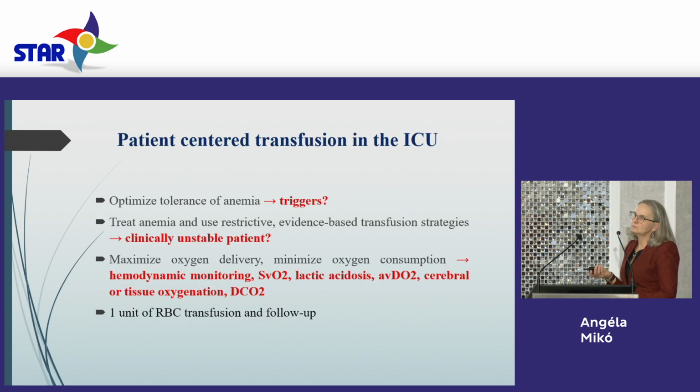So what can we do? We should individualize the transfusion threshold and use a patient-centered transfusion strategy for critically ill, hemodynamically unstable patients. It includes optimizing tolerance of anemia by monitoring clinical signs, treating anemia, and using a restrictive evidence-based transfusion strategy for hemodynamically stable patients. But for hemodynamically unstable patients, individualize the hemoglobin threshold by guiding with bedside parameters and signs, which help us detect imbalance between oxygen delivery and consumption.